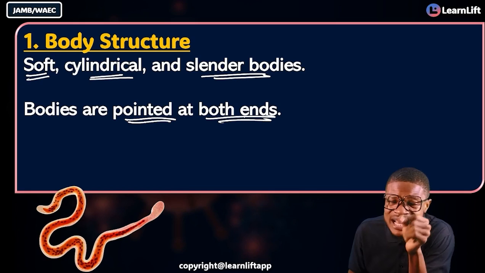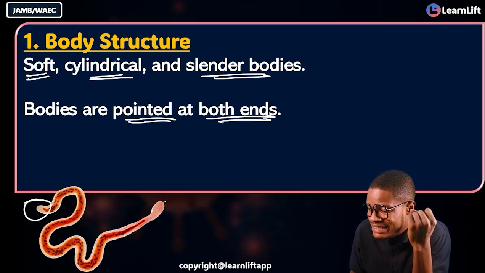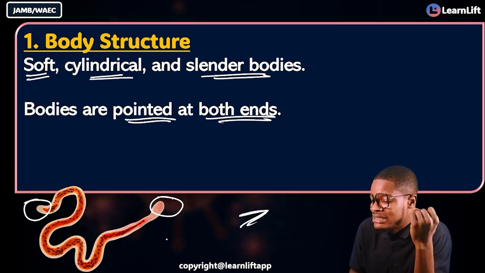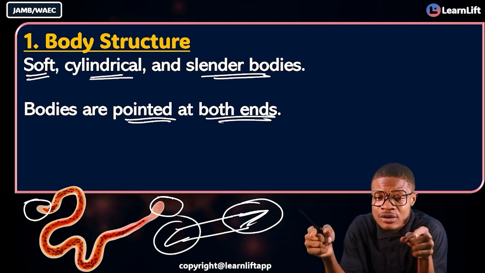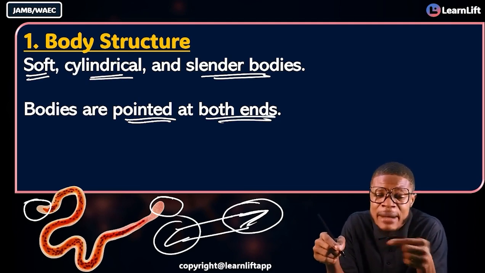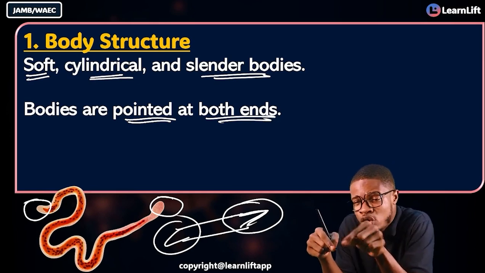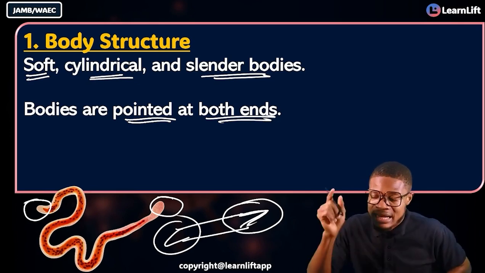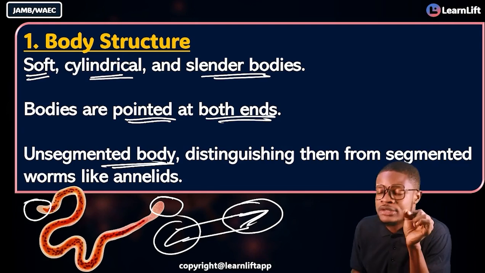The most important thing, please, is that nematodes' bodies are pointed at both ends. You see their end, it is kind of pointed. When you see this kind of pointed end in those kinds of worms, what are they? Nematodes. They are pointed at both ends, not the anterior end alone or the posterior end alone. Both the anterior and the posterior end are pointed.